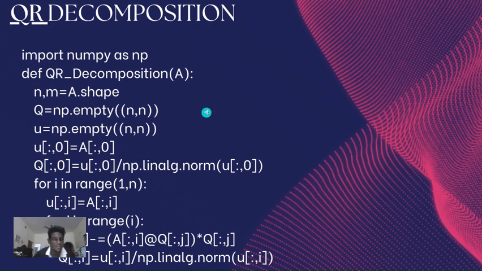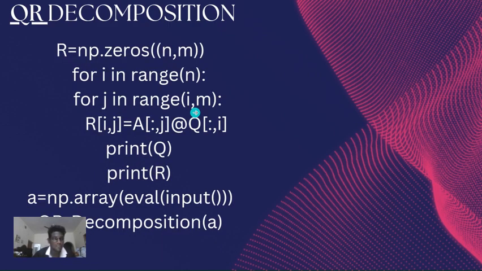Subsequent columns: for each remaining column in A, start with the column of A and store it in U. Subtract the parts that overlap with all previous columns of Q to make it perpendicular. Normalize the adjusted column to get the next column of Q.